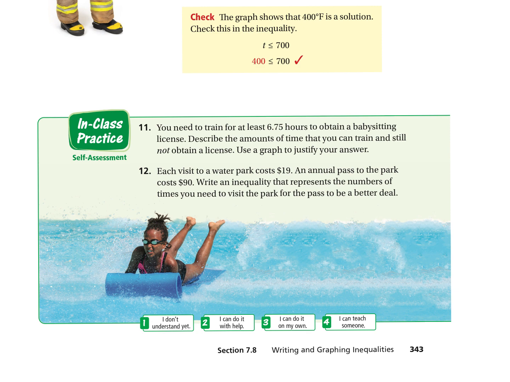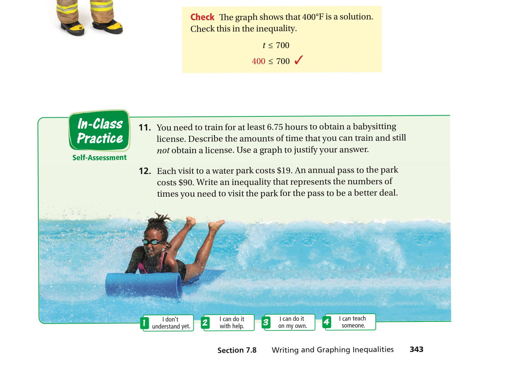All right, you need to train for at least 6 7/75 hours to obtain a babysitting license. Describe the amounts of time that you can train and still not obtain a license. Use a graph to justify your answer. So again, I'm pretty sure I had graphs, but if I forgot, we'll just draw our own. It's not a big deal.